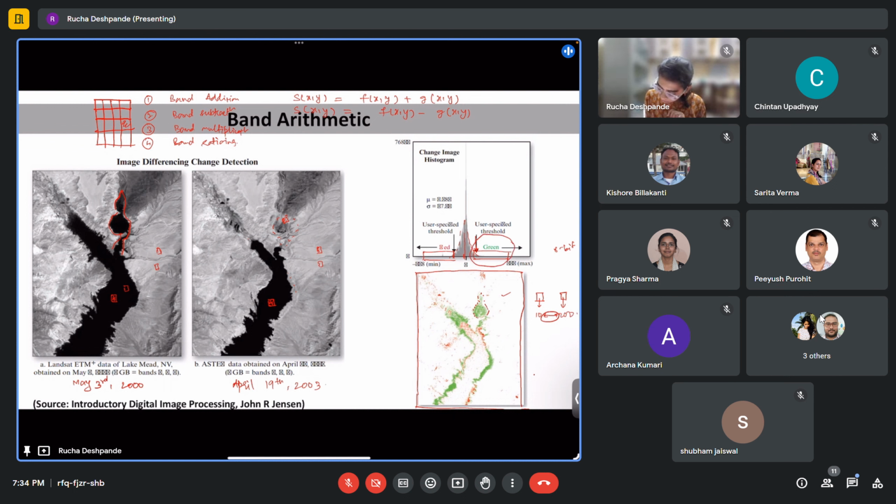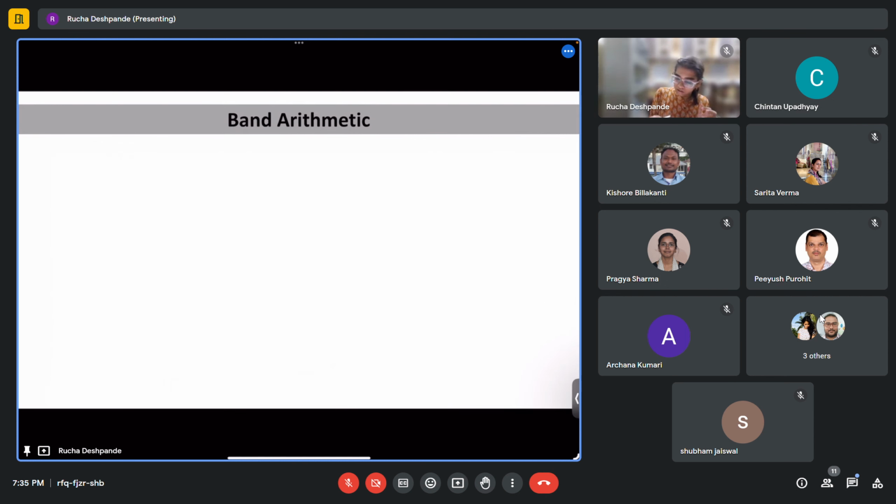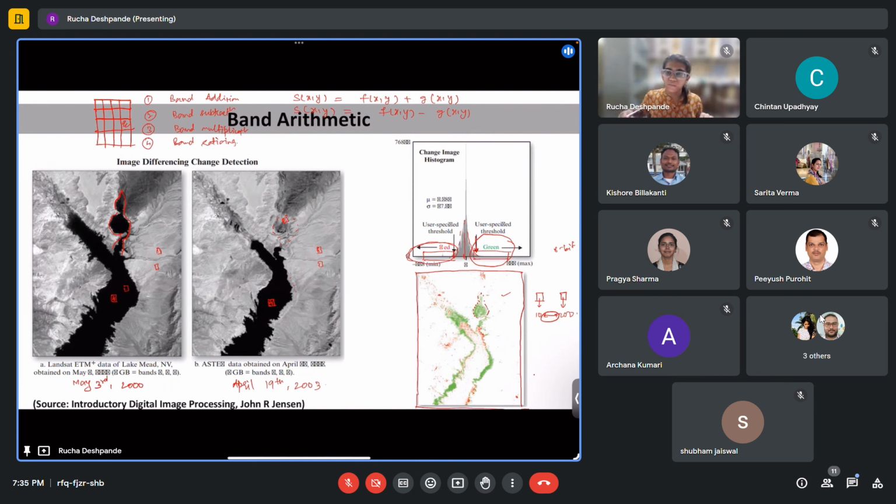And the change in red, these are the pixels where barren land has been replaced by vegetation. Here they are appearing darker. So this is one application of change detection using band arithmetic. Yeah, let's do one problem on band arithmetic.